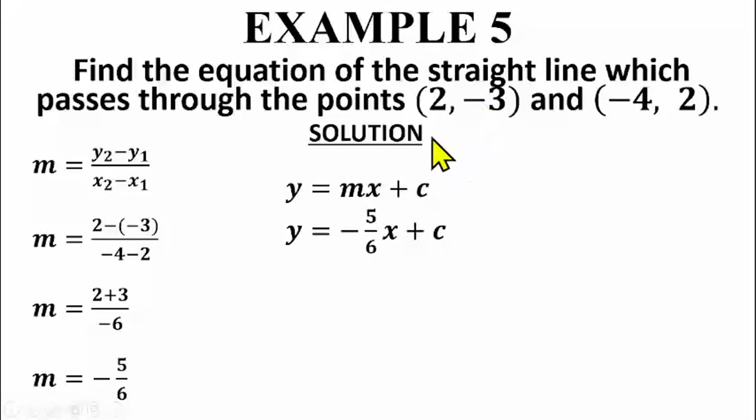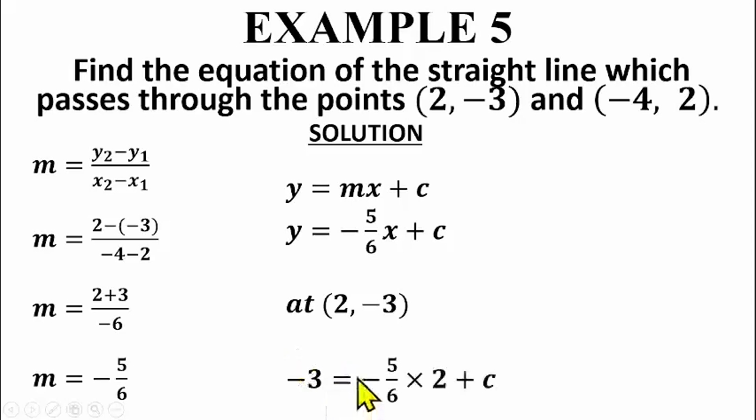So if I use this, and another student uses this one, we are meant to get the same answer. So don't use both of them. Just pick one point that the line passes through and use it to find your y-intercept. So at 2 comma minus 3, that means our x is 2, our y is minus 3. So put that into this equation. We'll be having minus 3 equals minus 5 over 6 times x, which is 2, times 2 plus c.